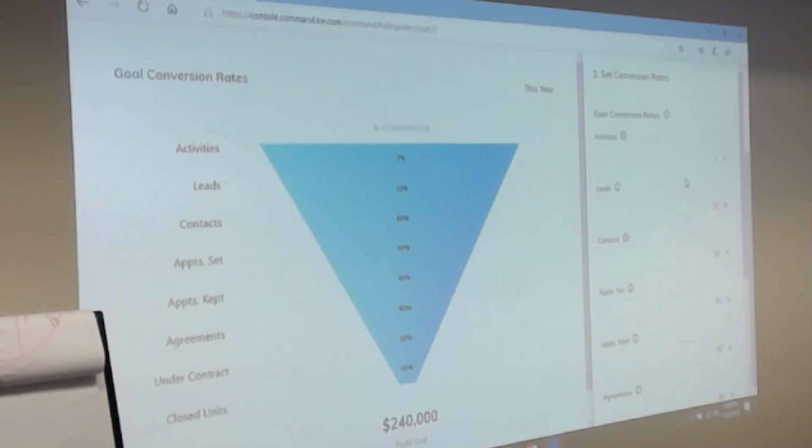So out of how many, I left that at 10%, that's what they had in there. I just left it at 10%, as far as leads that turn into contacts.